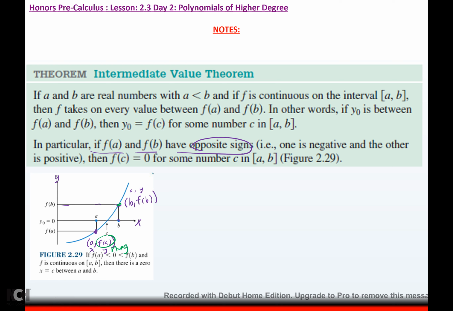And over here, whatever this y-coordinate is, it's above the x-axis, so it's positive. And what this says is that if this y-coordinate is negative and this one's positive, or vice versa, in other words, if there's a change in sign, then only one thing could have happened. The function had to cross the x-axis, meaning you have to have a 0 in there. You have to have a solution. You have to have an x-intercept between the interval a to b. Okay, that's what all of this mess says.